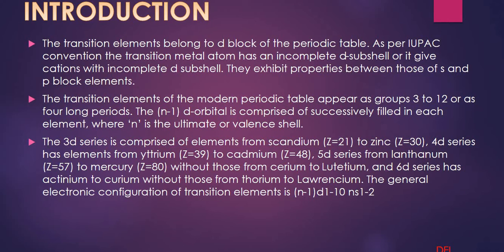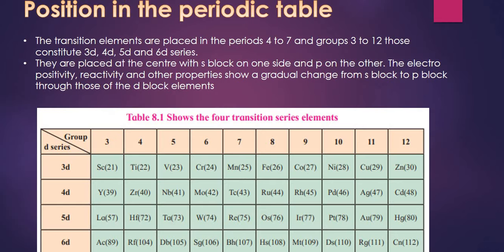Now, the general electronic configuration for the d block element is (n minus 1) d, which may have 1 to 10 electrons, and ns must have 1 or 2 electrons. The position of d block elements in the periodic table: the transition elements are placed in periods 4 to 7, and from group 3 to group 12.